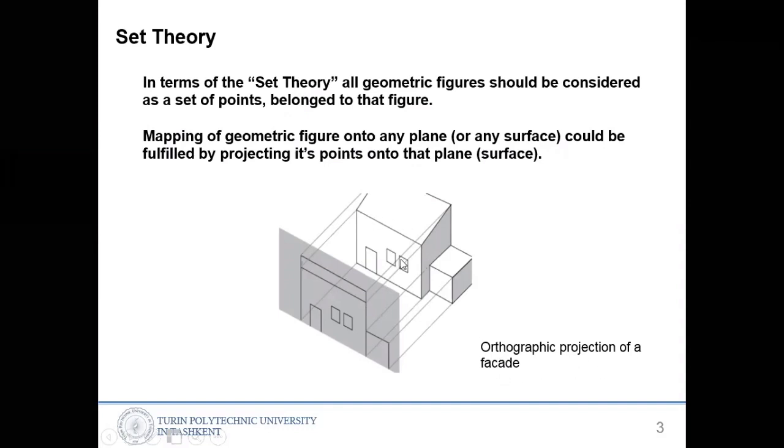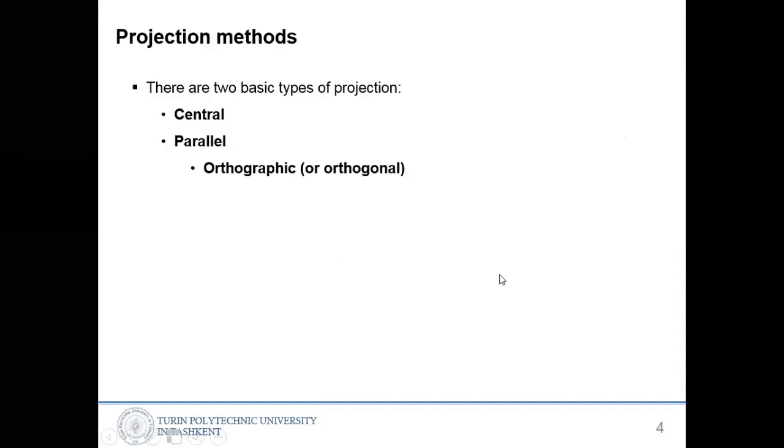Okay, so the main side of the house is called the facade. That facade's projection in 2D is called orthographic projection. So there are projection methods. Two basic types of projection methods exist. There are a lot of types, but mostly two: the central projection and the parallel projection.